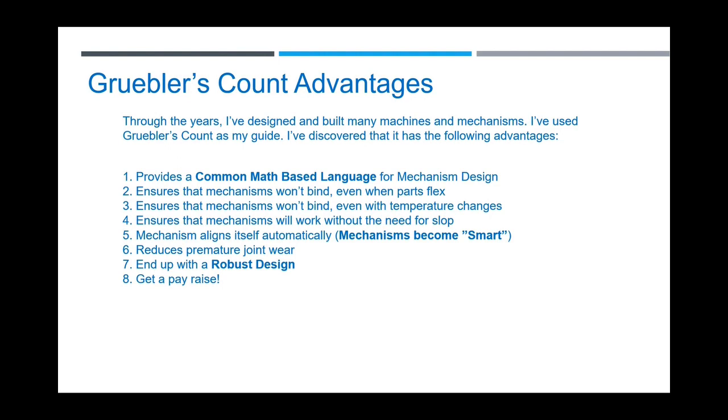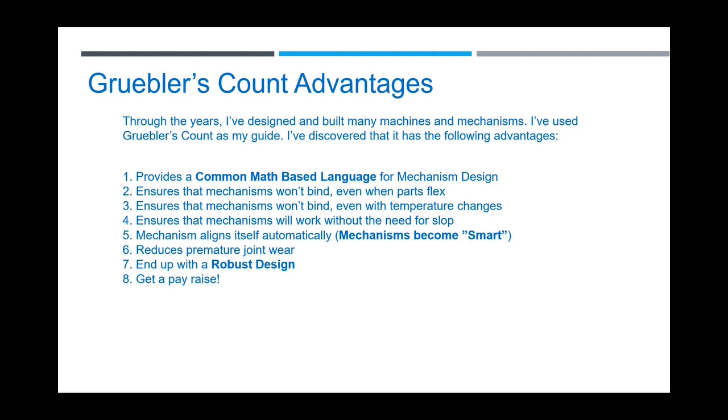Using Gruebler's count will give you the ability to have the mechanism run even if the part flexes and even if the temperature changes, things like that. So that's the power of Gruebler's. And it'll make your mechanisms line up themselves. It will make it smart like a thermos. For example, you put hot stuff in the thermos, it stays hot. Put cold stuff in the thermos, it stays cold.